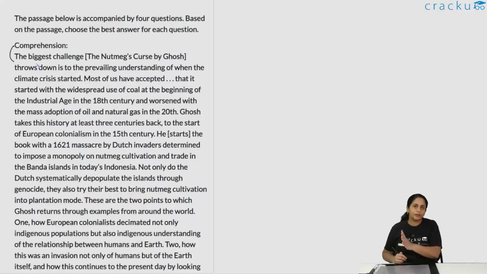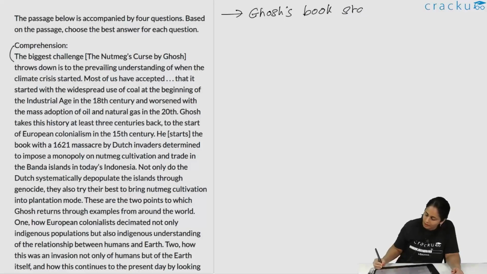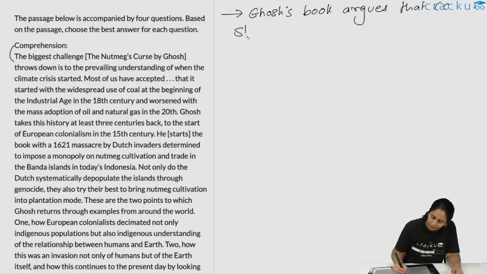What happened with the European colonialism? These Europeans went to other countries. He takes the example of the Dutch invaders who went to Banda in Indonesia. And what did they do? They tried to impose their rules on the local population. They tried to monopolize the nutmeg cultivation as such. So, main idea is that Ghosh's book argues that climate change started with European colonialism.